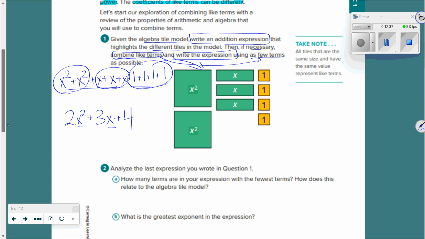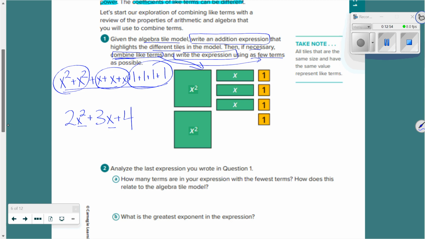So I can't put the 2x squared with the 3x because those are different. All the x's are the same. That's why I can combine them and say there's 3 of them. The 2x squareds are the same. That's why I can combine them and say there's 2x squared. Does that make sense for everybody?